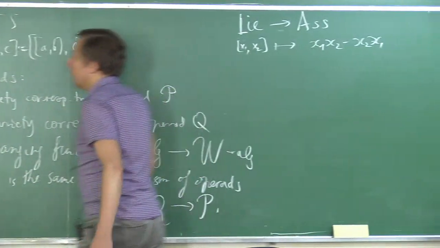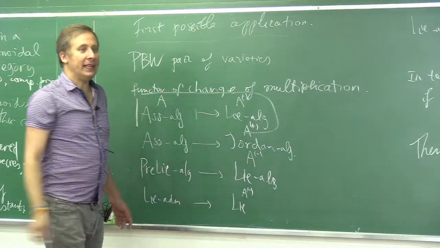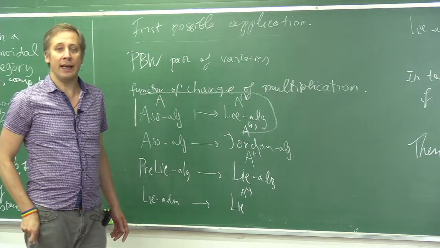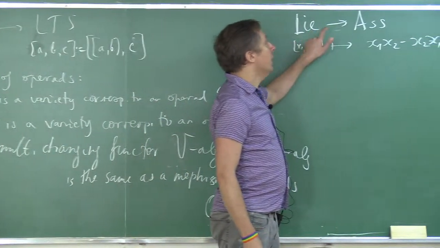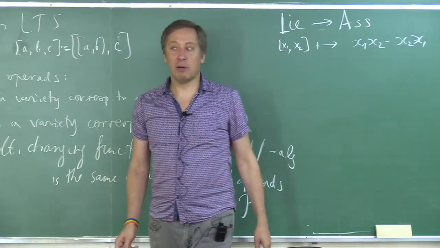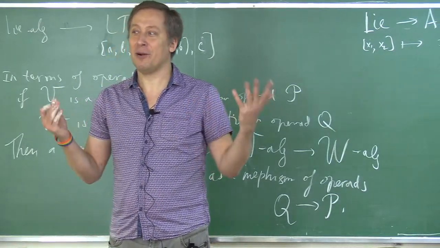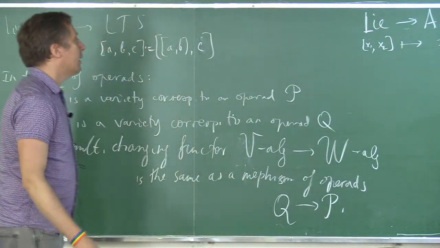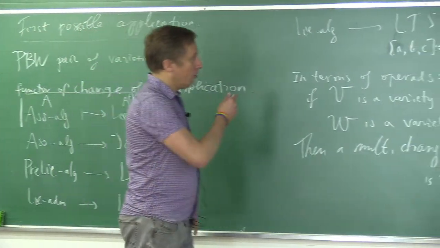Since the fact that the operation AB minus BA satisfies the Jacobi identity means that this map from the operad of Lie algebras to the operad of associative algebras is a well-defined operad morphism with respect to the only relation that we have on the Lie bracket. Very good.